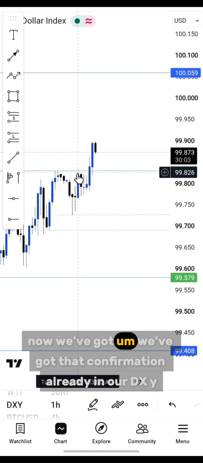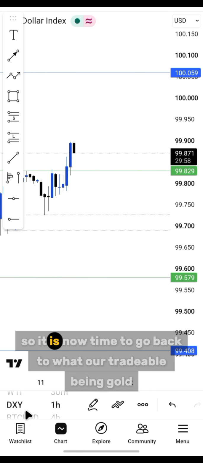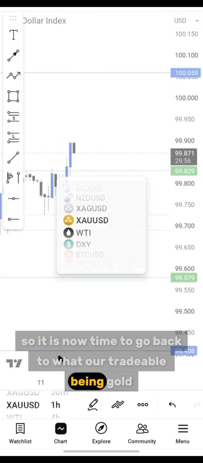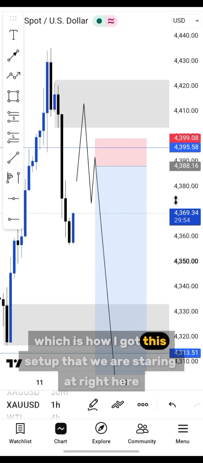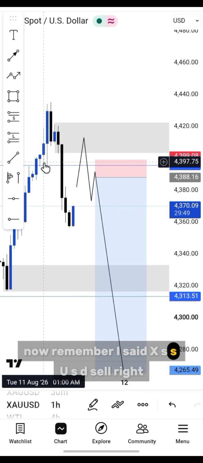Now we've got that confirmation already in our DXY. So it is now time to go back to our tradable, being gold, which is how I got this setup that we are staring at right here. Now remember, I said XAU USD sell, right?